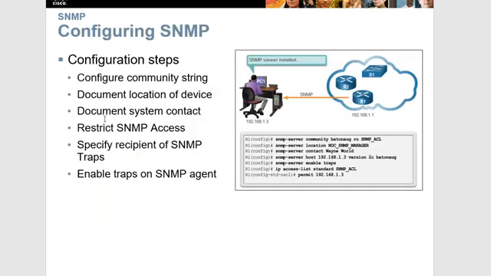And we'll go into configuring SNMP. So we're going to configure the community string, location, system contact, restrict SNMP access, specify the recipient of SNMP traps, and enable traps on the SNMP agent. So we'll go through all those commands and see how it works for SNMP v1 and v2 and v3 as well.